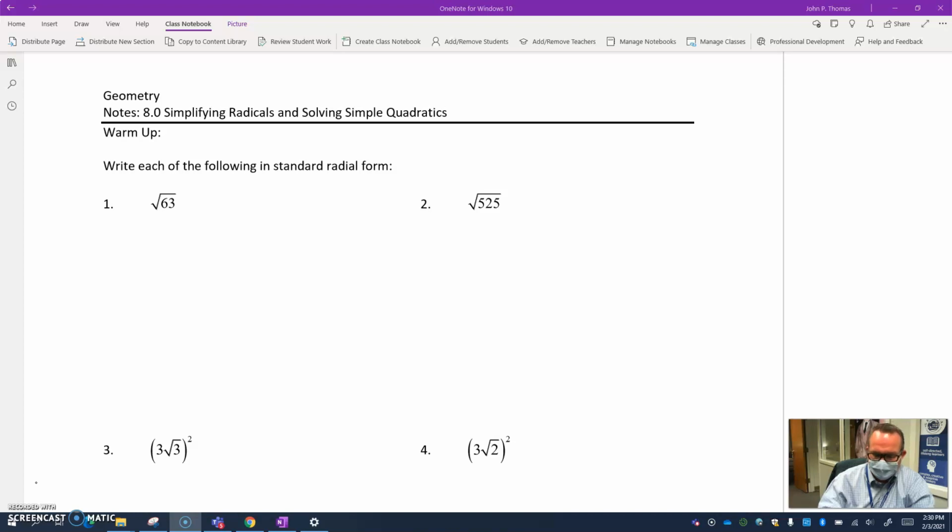Everybody shows this a little different. I tend to use upside down division. Some people will use a factor tree, so I'll try and do a mix of them as we go through these problems. So in number 1, 63 is a number inside.